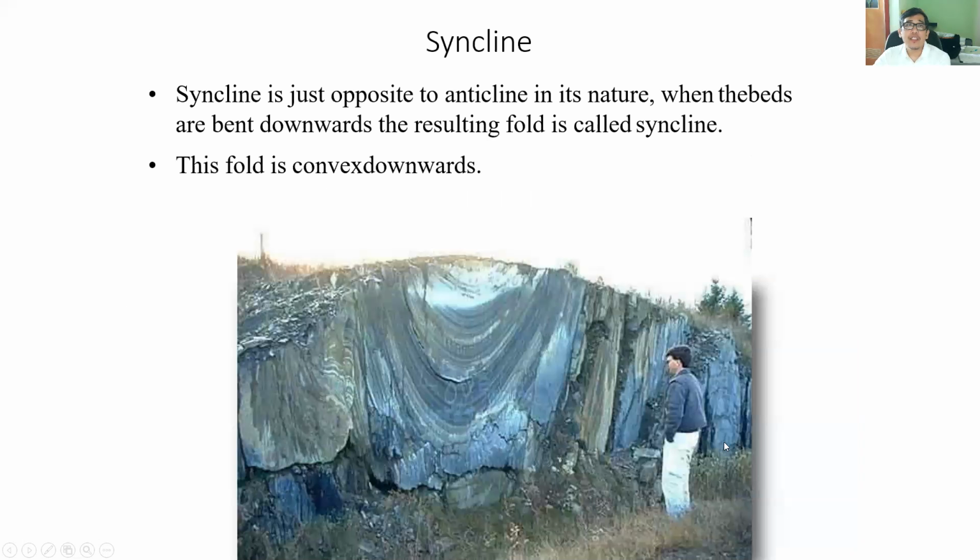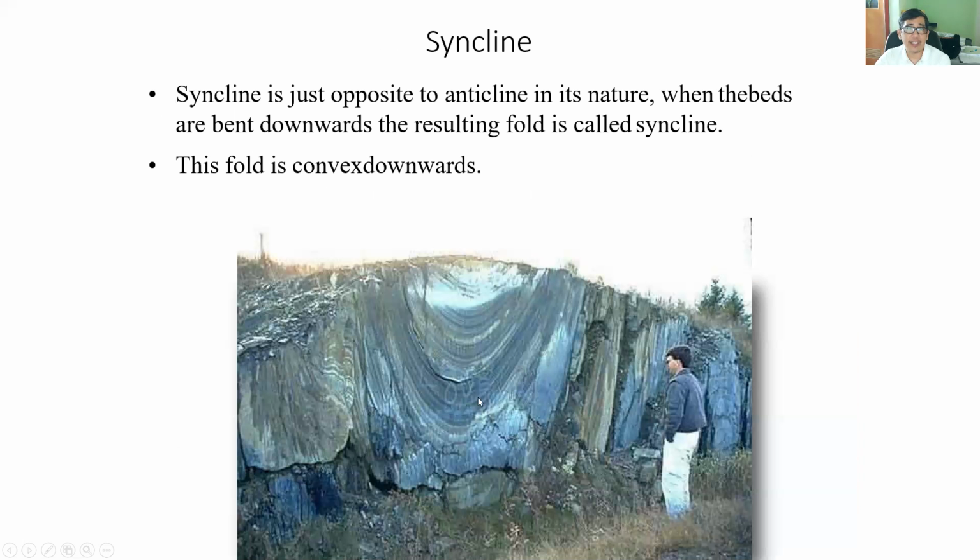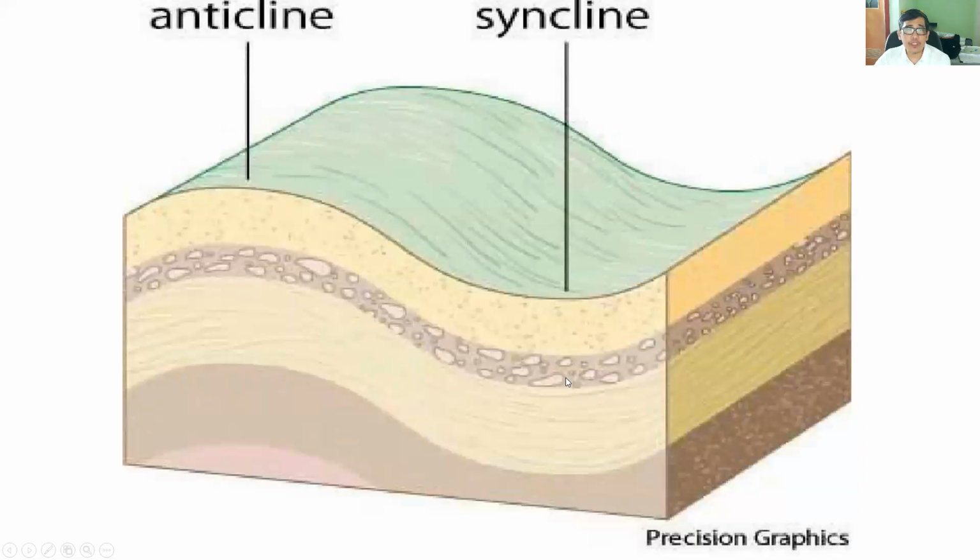Okay. So the syncline is the opposite of the anticline in stature. When the beds are bent downward, the resulting fold is called the syncline. The fold is convex downward. So these are the anticline, and these are the syncline. Some areas have multiple folds. This is called the anticline, and these are the syncline.